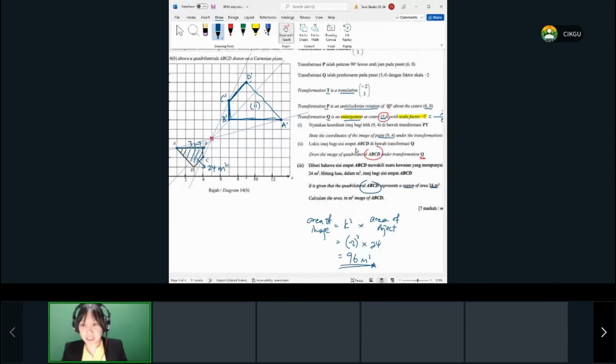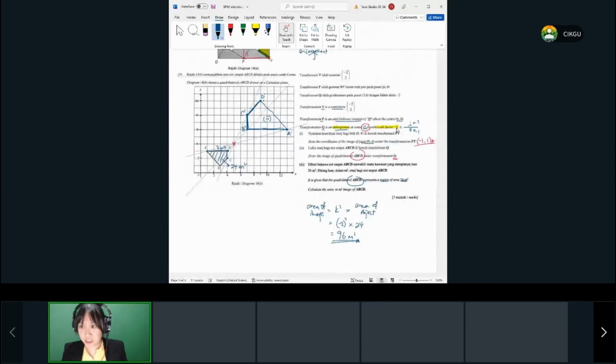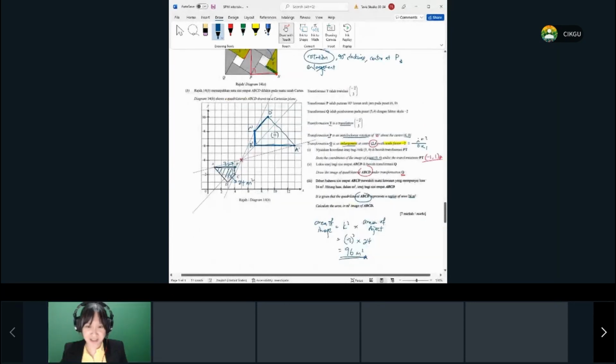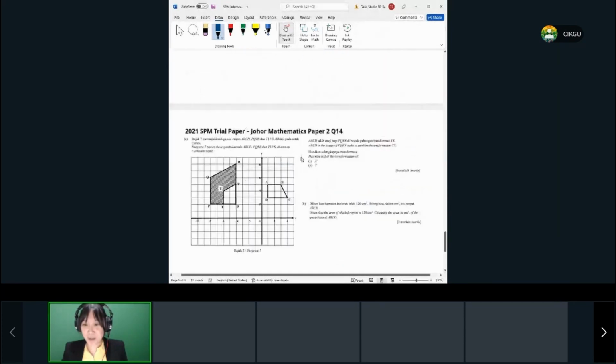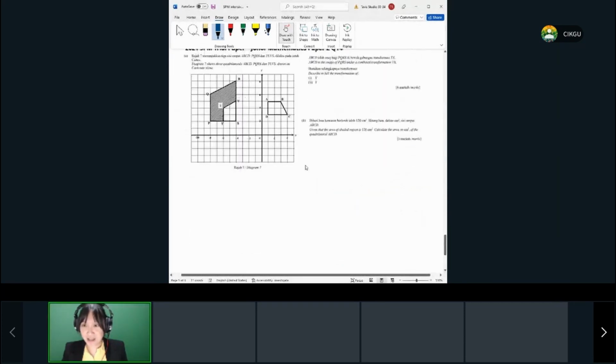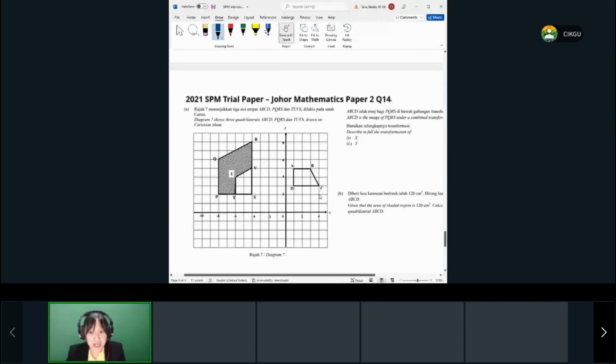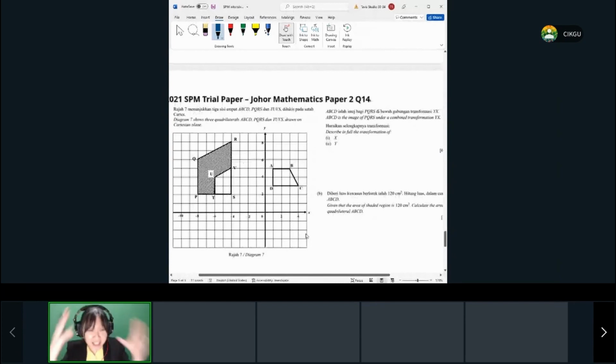So I purposely choose this question to show that the enlargement is with a negative scale factor. Purposely chosen to show this. Okay. All right, just nice. I have one last question to go through. 10 minutes left. This one I also purposely choose because remember, guys, I told you enlargement doesn't need to go bigger. It can also go smaller. Okay, let's look at this question.